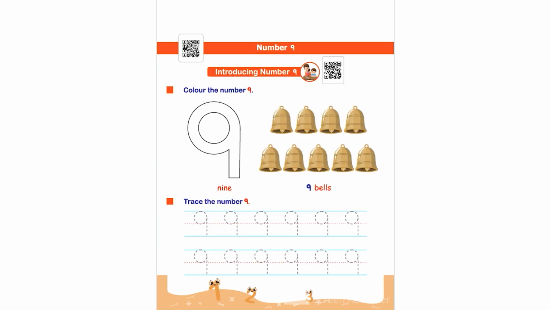Hello everyone. In this worksheet, the topic is number 9. Over here, we are introducing the number 9. Color the number 9. So here the child has to color the given number 9, and for that they can use crayons or pencil colors to do the coloring like this.